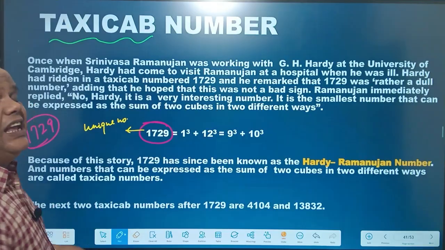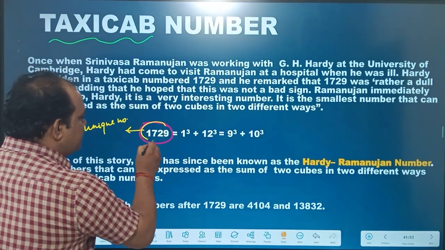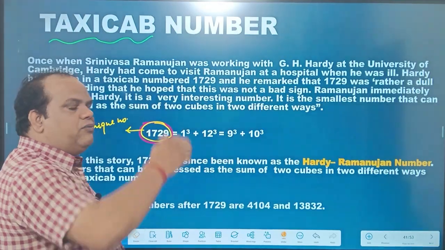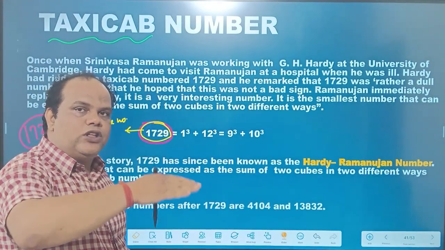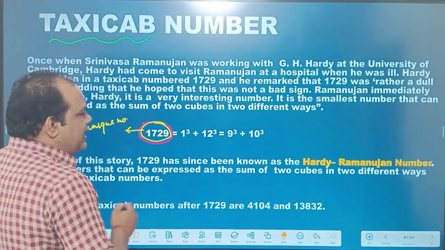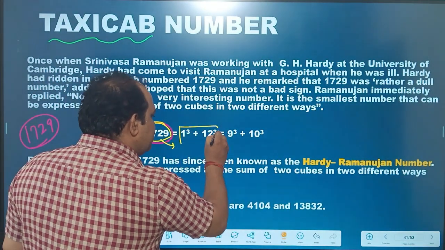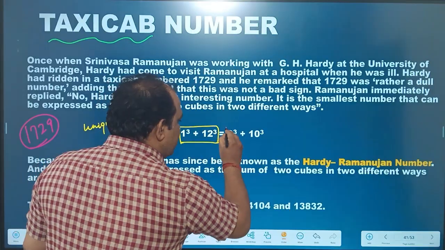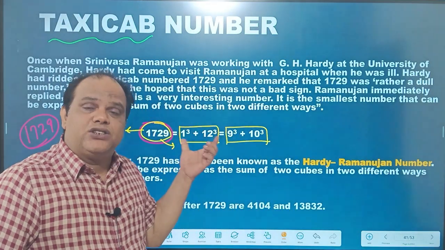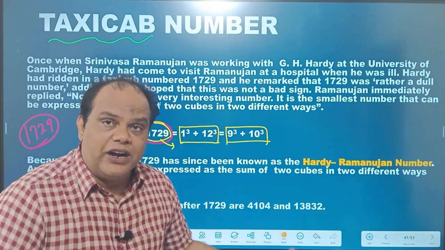Unique number and very interesting number. Why? Because he said this is the smallest number. If you start counting from 1, 2, 3, 4, 5, 6, keep counting, and once you arrive at 1729, he said this is the smallest number which can be expressed. This is the first way and this is the second way. It can be expressed with the cubes of two numbers but in two different ways.